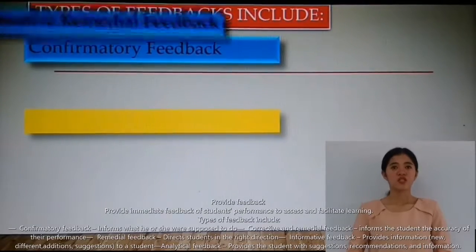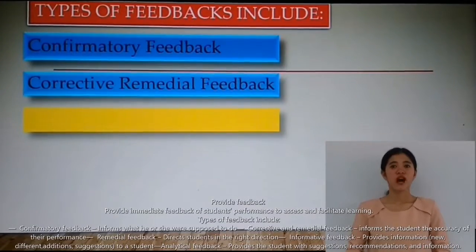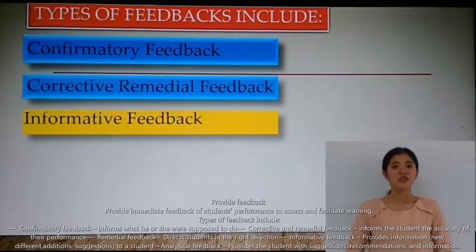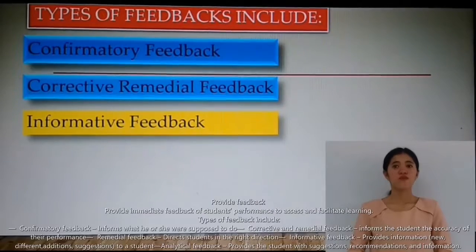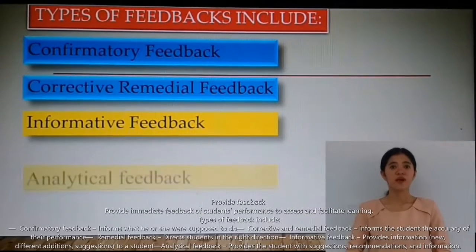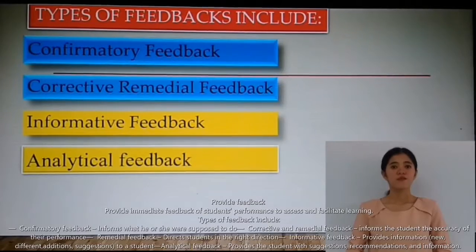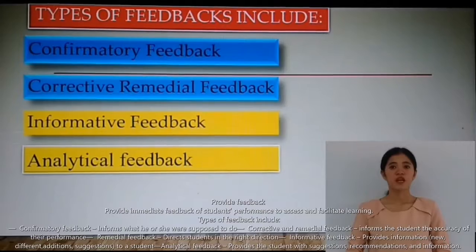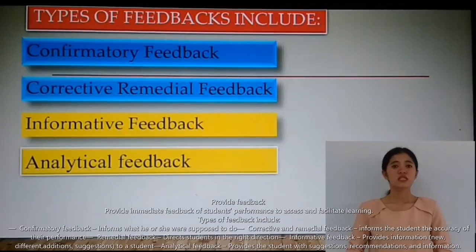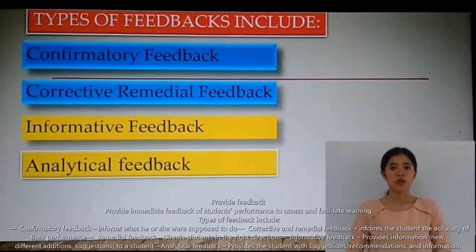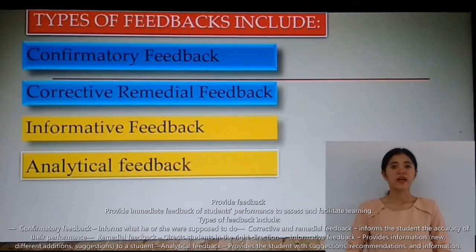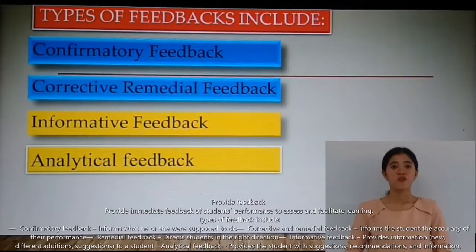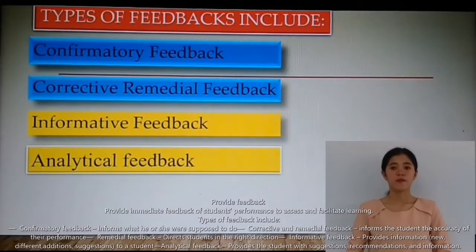Corrective feedback informs the student of the accuracy of their performance responses. Remedial feedback directs students in the right direction to find the correct answer but does not provide the correct answer. Informative feedback provides information to a student and confirms what they have been actively listening to. This information allows sharing between two people. And analytical feedback provides the student with suggestions, recommendations, and information for them to correct their performance.